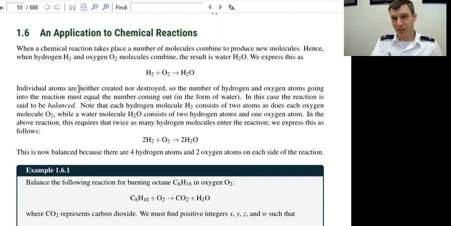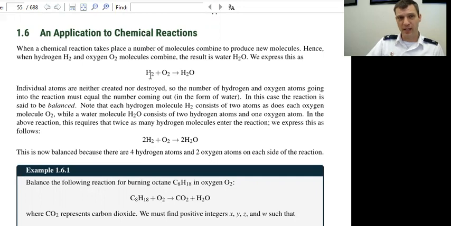This is also an interesting thing. It's an important part of chemistry, and the math behind it is simply linear equations. All right, so here's the idea: I can take hydrogen molecules and add them to oxygen molecules and get water molecules. Right? Pretty simple. The truth is, matter can't be created or destroyed. These atoms are what they are.